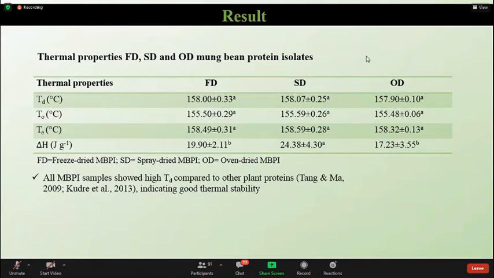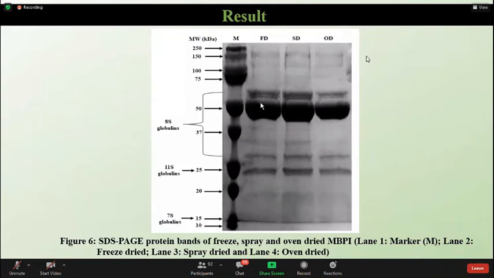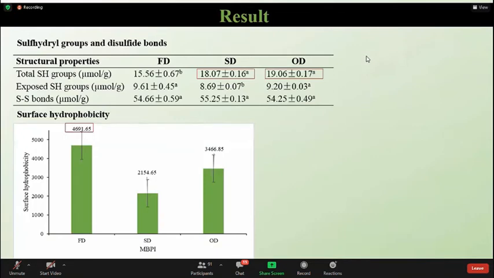So basically, it showed high TD compared to other plant protein, in comparison. And the different drying techniques used did not really affect the integrity of the protein. So the protein remains the same after being subjected to different drying techniques. This is looking into to what extent the protein has been denatured.